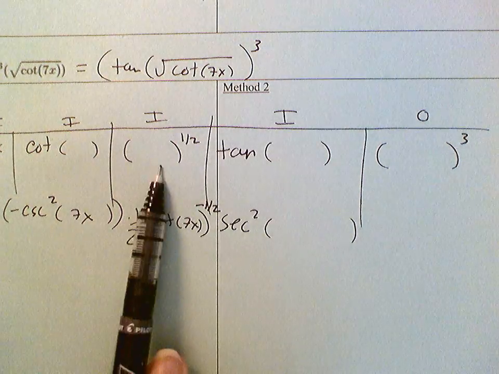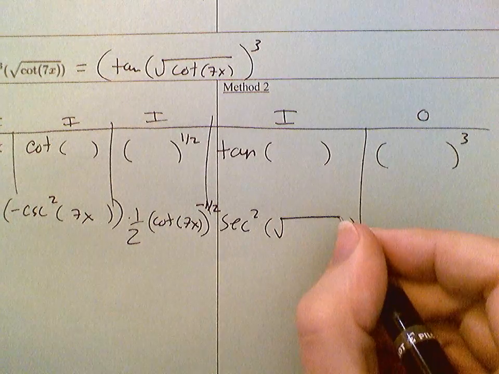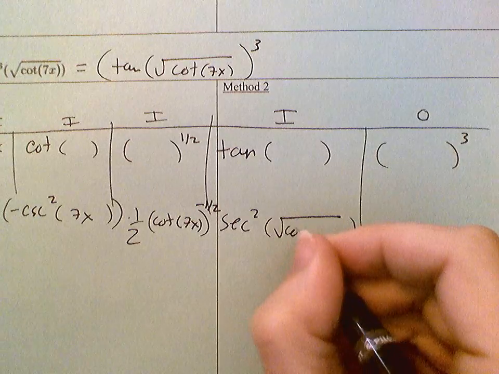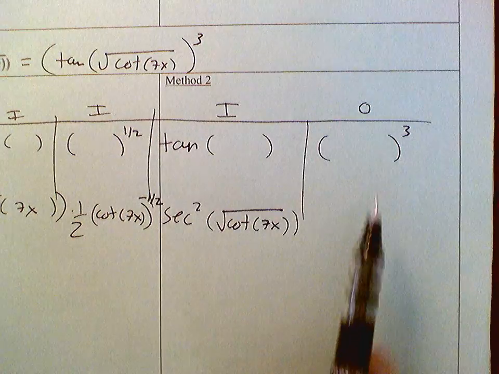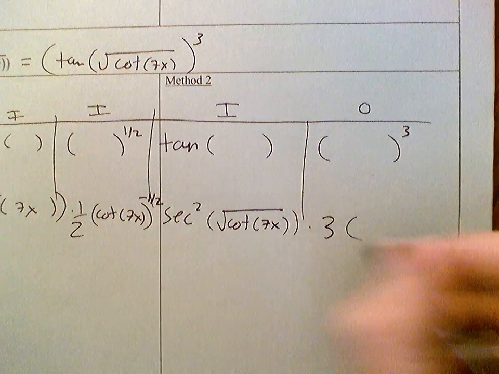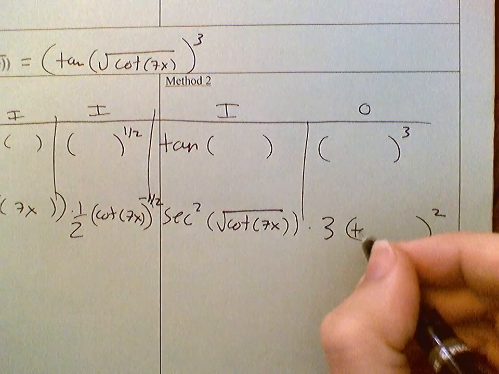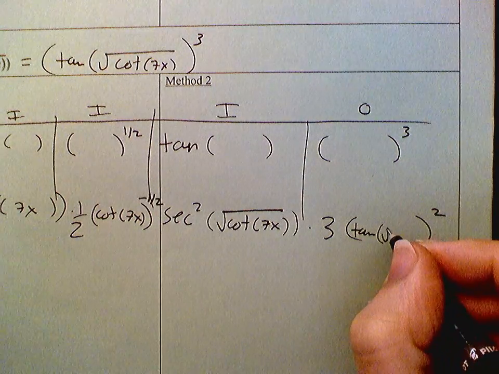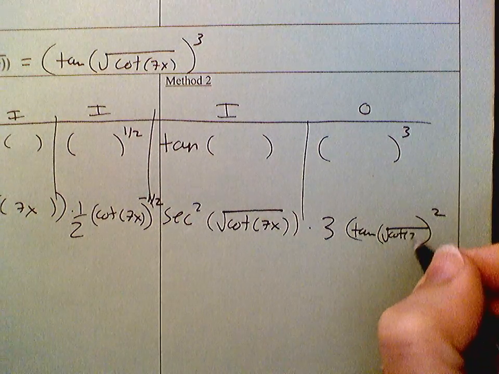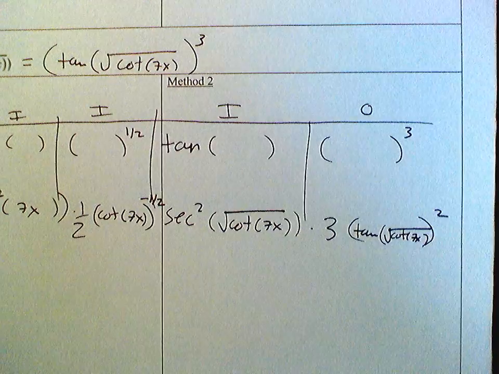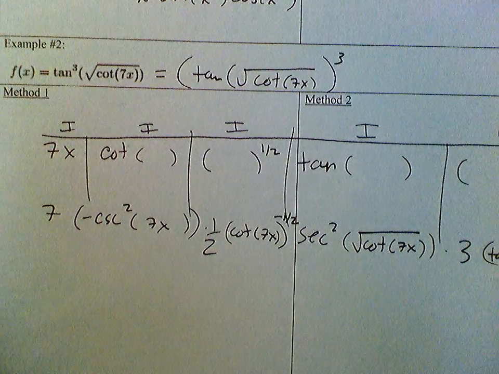I'm going to convert at this point back to radical notation for this one, so I don't have so many parentheses inside of parentheses. So radical cotangent of 7x. And then finally, blank to the 3rd, power rule here, 3 blank to the 2nd, and everything's got to go back in. So tangent, tangent radical cotangent 7x.